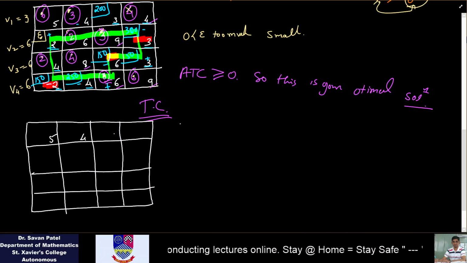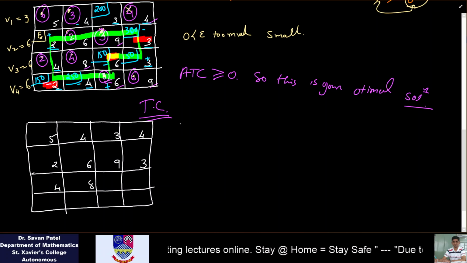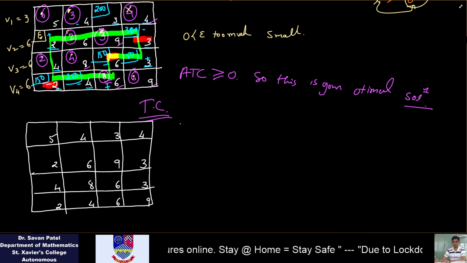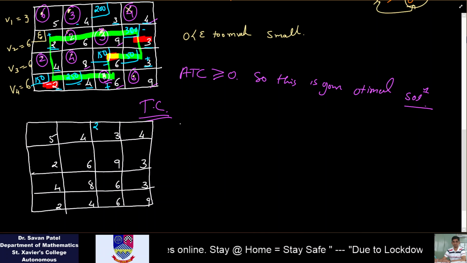5, 4, 3, 4, 2, 6, 9, 3, 4, 8, 6, 3, 2, 4, 6, 9. First of all, I write those previous allocated cells which are not going to be affected, that is 200 and here 250. Those two are not going to be affected. At the negative corners, here there is 150, so minimum is 150. So I am transporting that 150 the other way. So here it will be added 150.